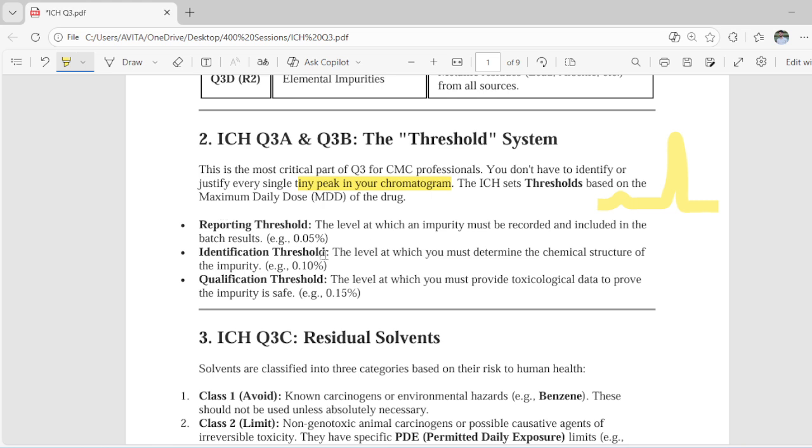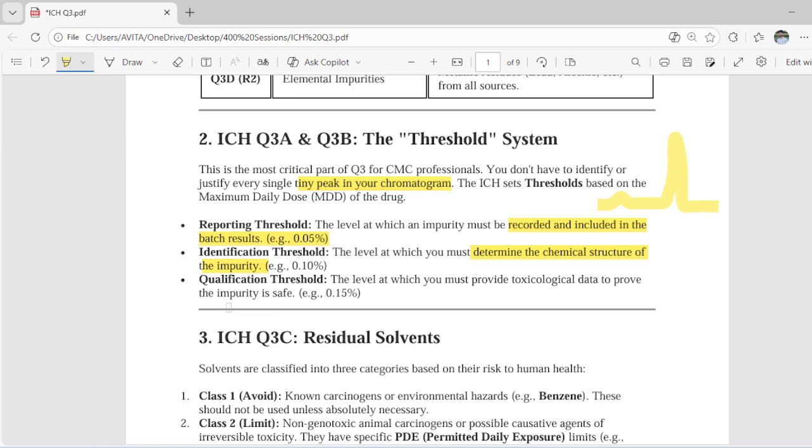The first one is the reporting threshold, the level at which the impurity must be recorded and included in the batch records or the batch results. Next we have the identification threshold, the level at which you must determine the chemical structure of the impurity. So let's suppose the impurity is present at more than 0.1%, then in that case you have to determine the structure as well.